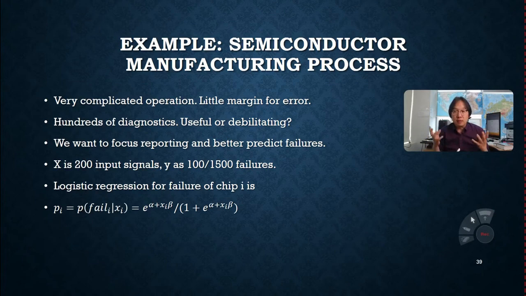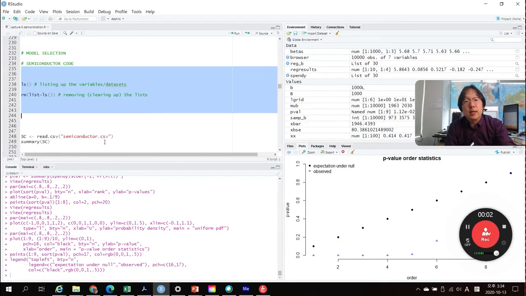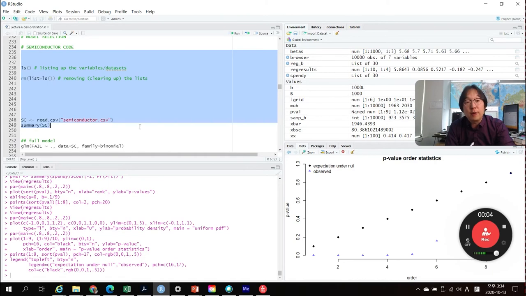You can check those signals and then see whether these signals can predict semiconductor chip failure, okay? Y has 100 out of 1500 failures. Logistic regression for failure of chips will look like this, and we're going to run a regression. All right, so semiconductor data set. It's just like semiconductor failure is just like a what?